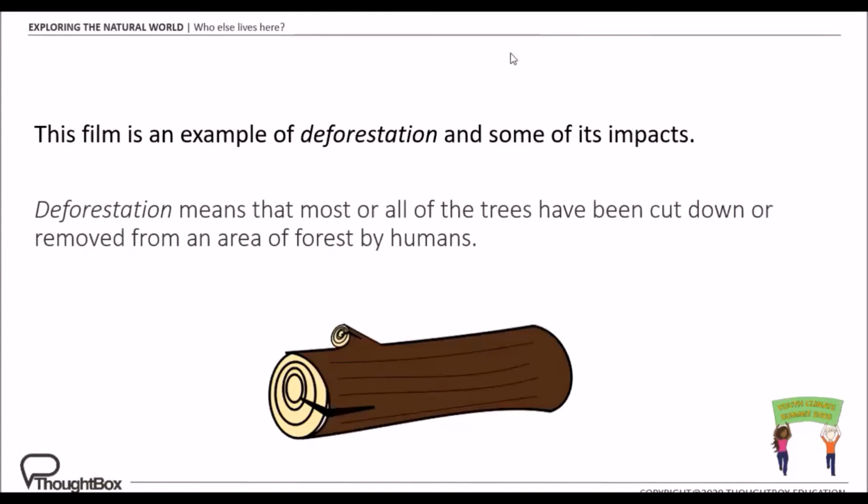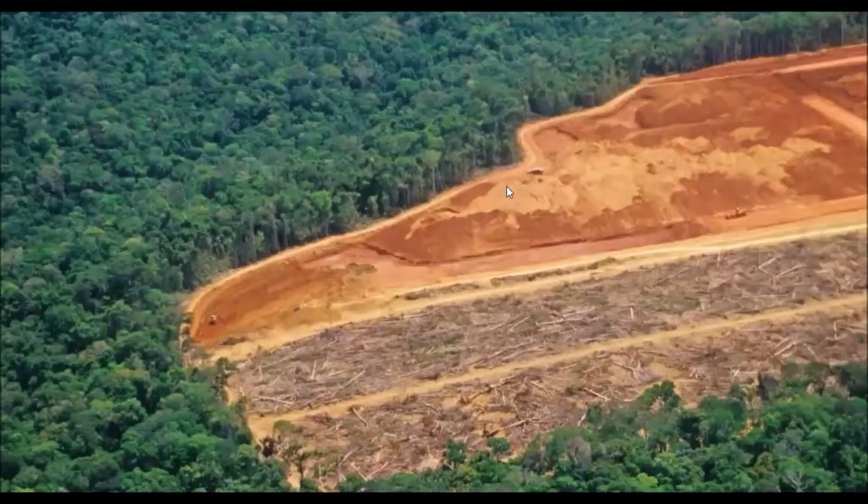So why does this film make us feel a certain way? What is this film about? This film is an example of deforestation and some of its impacts. Deforestation means that most or all of the trees have been cut down or removed from an area of forest by humans. This is how it can look.